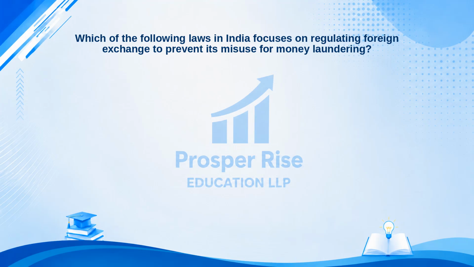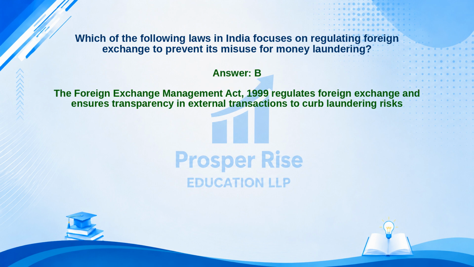Here is another practice question. Which of the following laws in India focuses on regulating foreign exchange to prevent its misuse for money laundering? Here are your options. A. PMLA 2002. B. FEMA 1999. C. UAPA 1967. Or D. SEBI Act 1992. Take a moment to pause the video and decide. The correct answer is option B. Let's see why. The Foreign Exchange Management Act 1999 regulates foreign exchange and ensures transparency in external transactions to curb laundering risks.